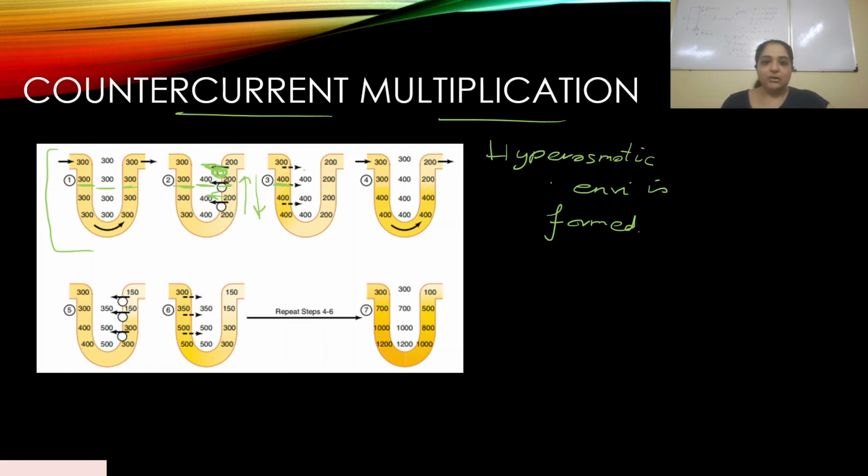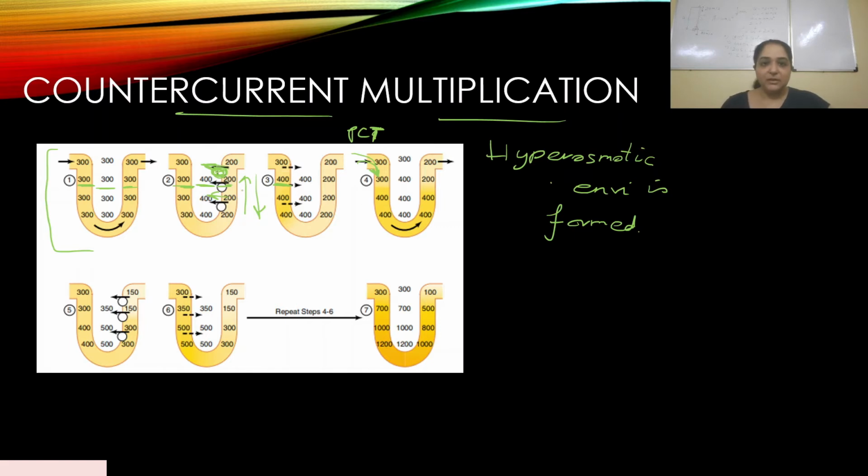Now, salt has moved out and water has moved out, but the PCT is still dropping filtrate in. PCT, the proximal convoluted tubule, is still working, still dropping filtrate into the loop of Henle. So there's more filtrate coming in, filled with solutes.